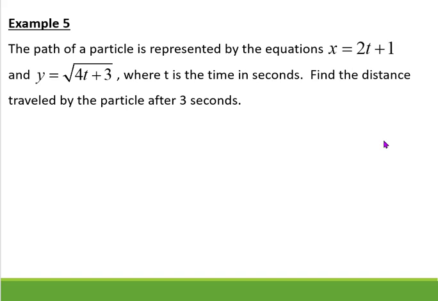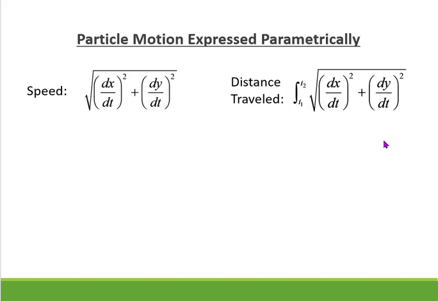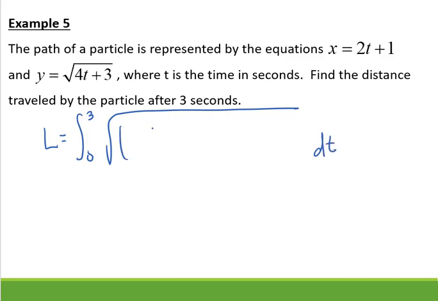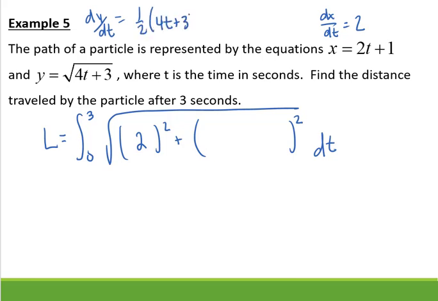So distance traveled is an integral. So I have here the length of my curve from 0 to 3 of the square root, all in terms of t, of dx/dt squared plus dy/dt squared. dx/dt, in this case, is 2. dy/dt is 1/2 (4t plus 3) to the negative 1/2 times 4. If you can do some simplifying, it might help you out.